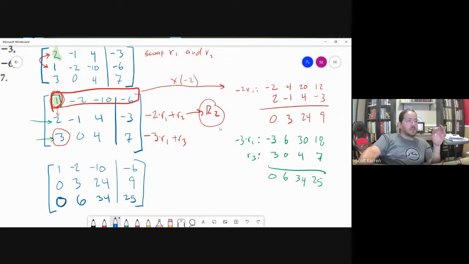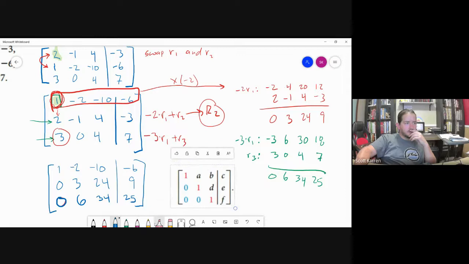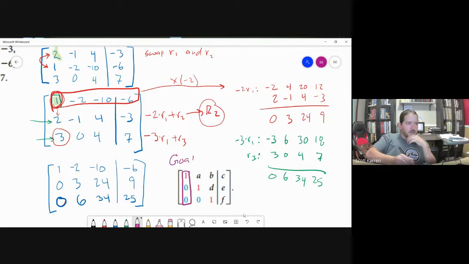The next thing that I want to do, right? I'm almost there. Again, the goal was to make this look like this. So this is the goal. And I just got that, right? So the next thing I want to do is I'm going to completely leave this line alone. The next thing I want to do is get this guy right here to be a 1.